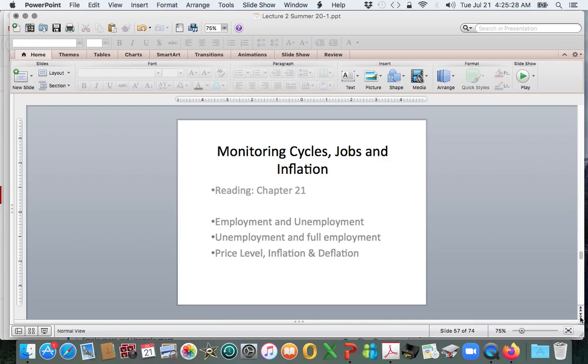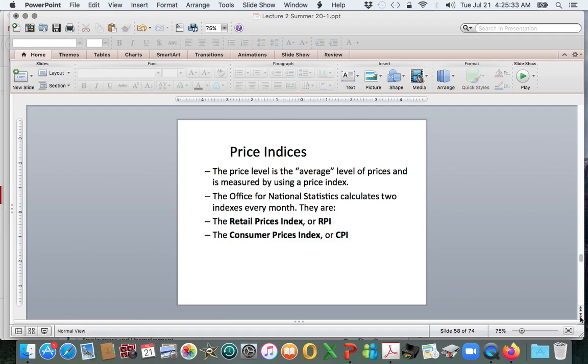So as we move forward, we'll be looking at price level, inflation and deflation. To begin with, let's look at some price indices. An index allows you to measure a concept. So the average level of prices is measured by using a price index.